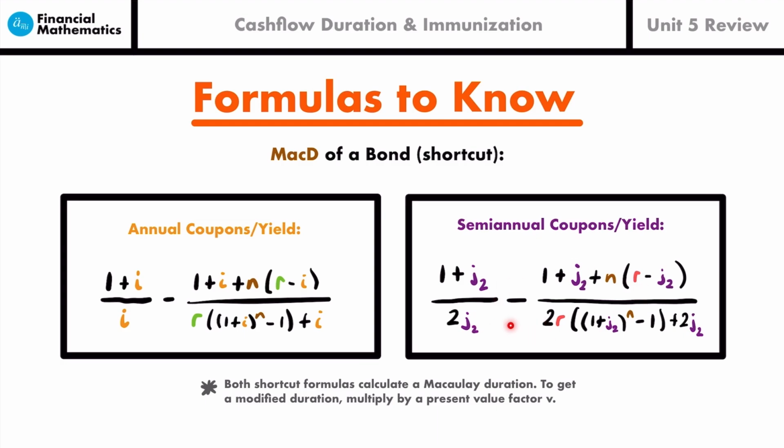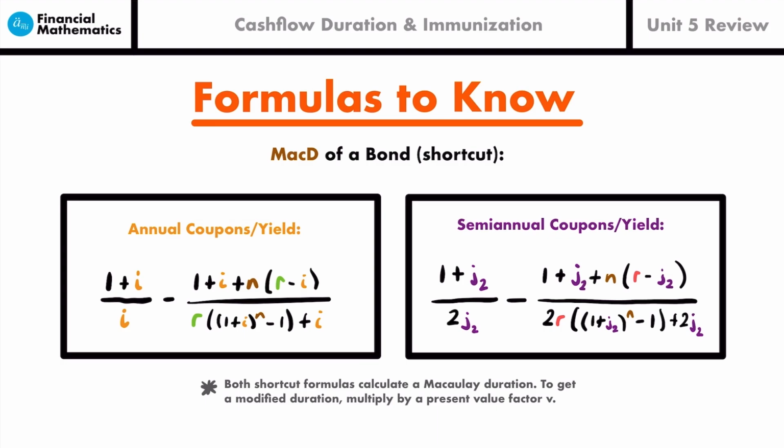Okay, so you could use this to calculate the Macaulay duration of a bond if it has both a semi-annual coupon and yield rate. Now, whether you actually want to use these formulas is up to you. You can still calculate the Macaulay duration using the traditional formula we looked at earlier. You just have to remember to account for all of the coupons as well as the redemption value that is returned at the end of maturity.